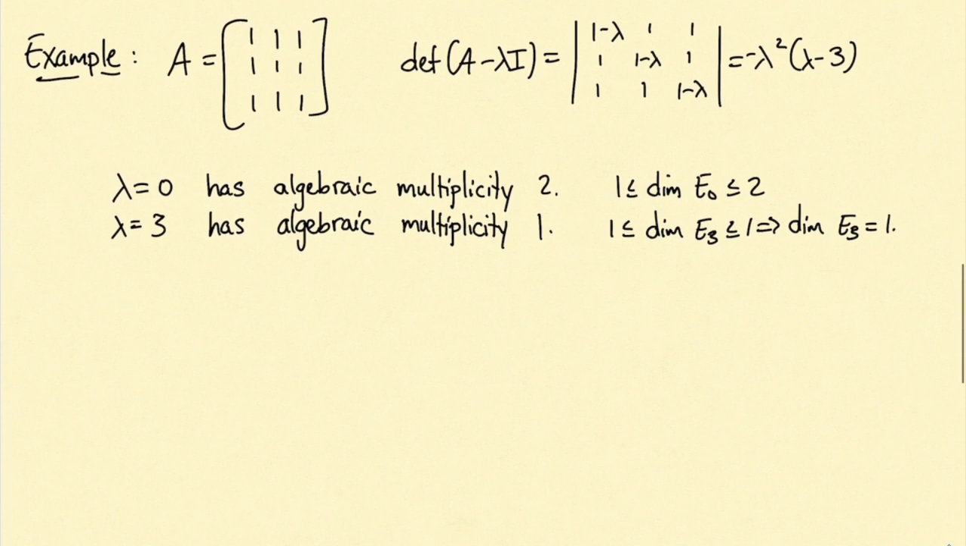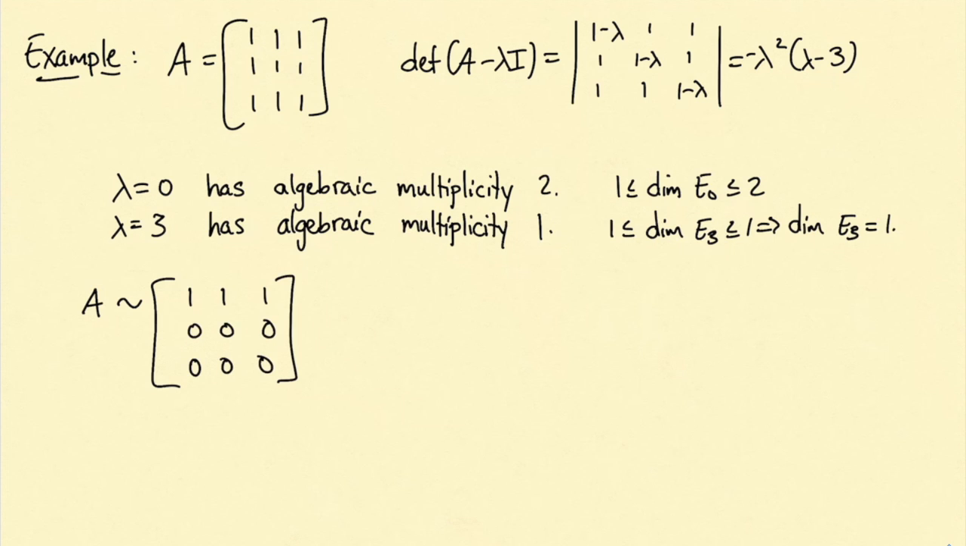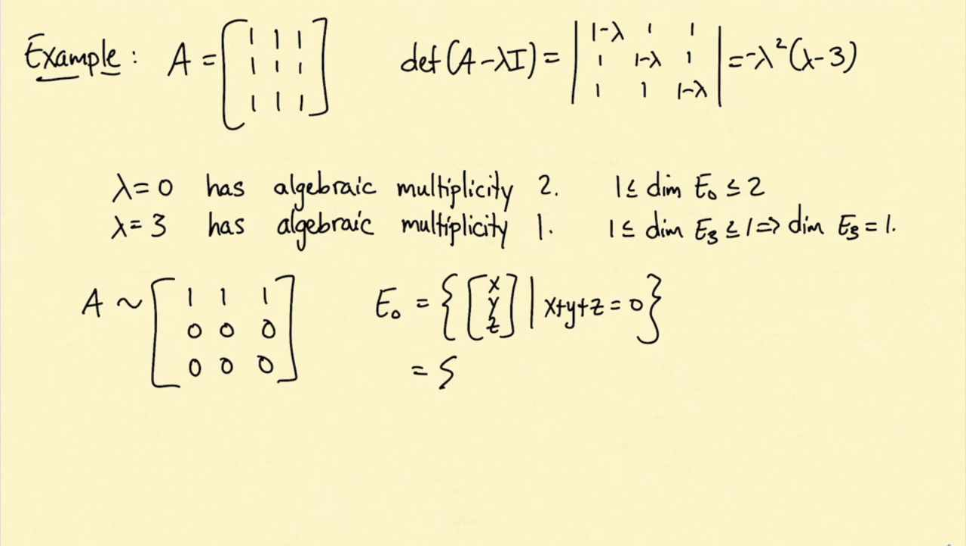It's easy to see by subtracting the first row from the second and from the third rows that the matrix A is row equivalent to the matrix with 1s in each of its columns. This tells us that the eigenspace E0 is cut out by the equation x plus y plus z is equal to 0. We know that a linear equation in 3 variables defines a plane, and we can see this explicitly by solving this equation for x in terms of y and z.